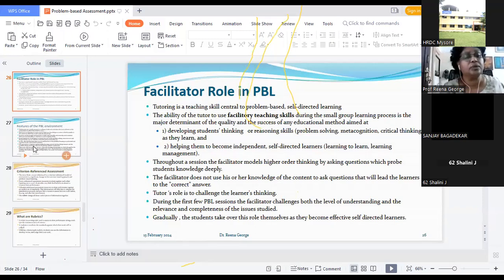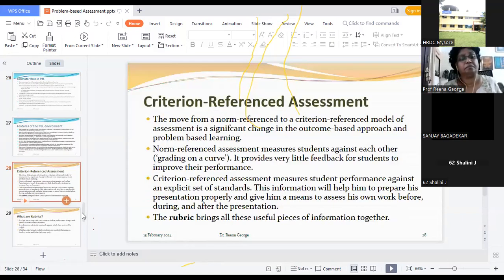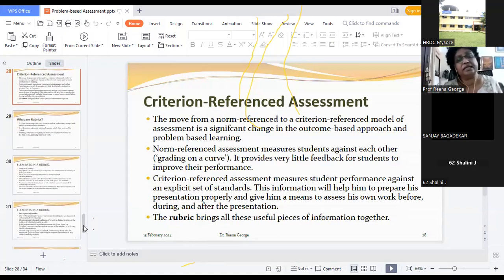I'll pass on to how we assess PBL. See, PBL, as you have seen, is not a traditional kind of learning, and you just cannot apply norm reference assessment there. So we have two types of assessment, norm reference assessment and criterion reference assessment. As you are familiar with norm reference assessment, we go for the traditional examination, marks, and based on the marks you try to categorize the students. But in PBL, how are you going to do that? We cannot do that.